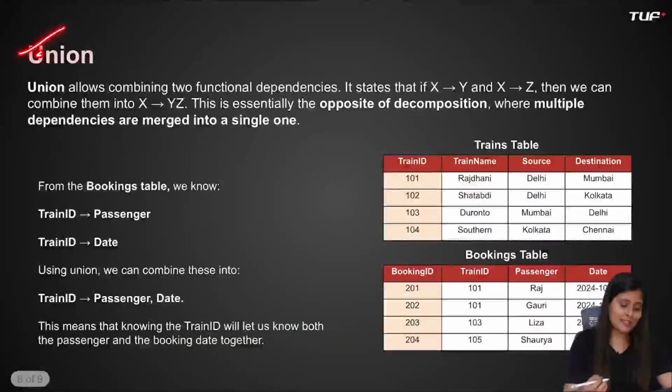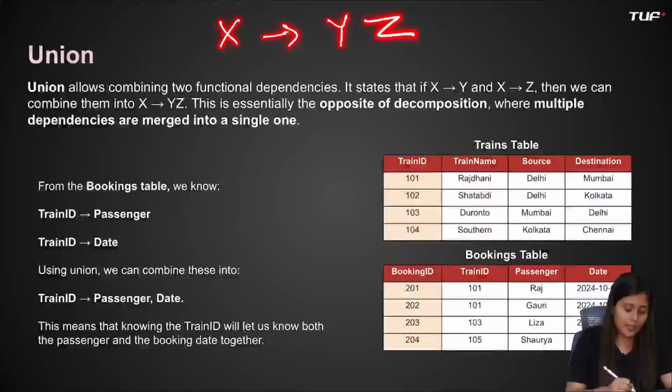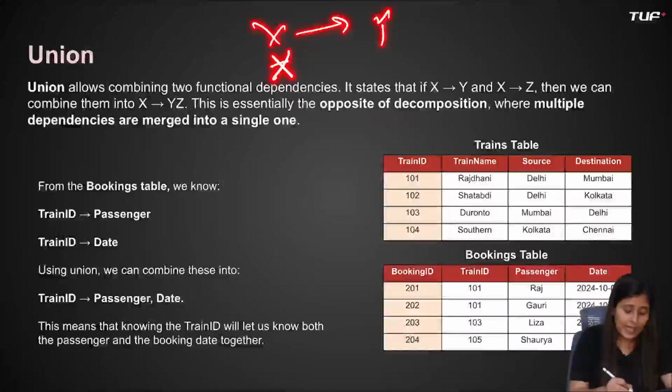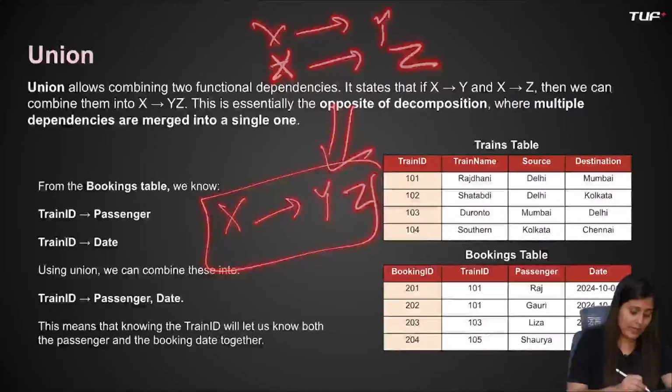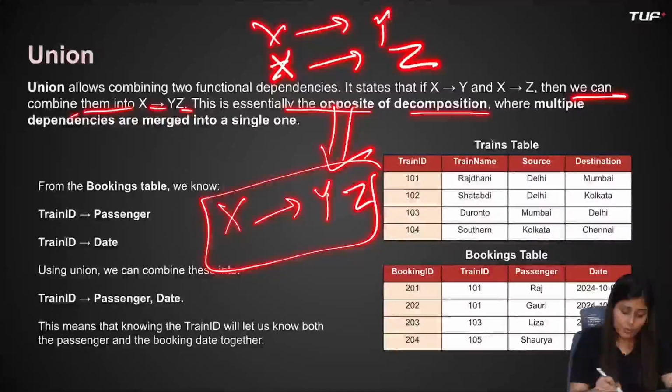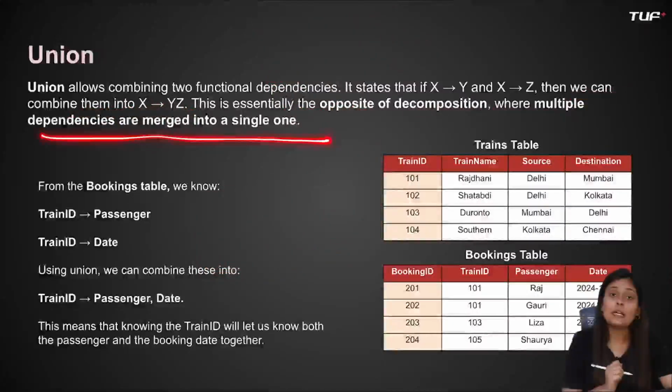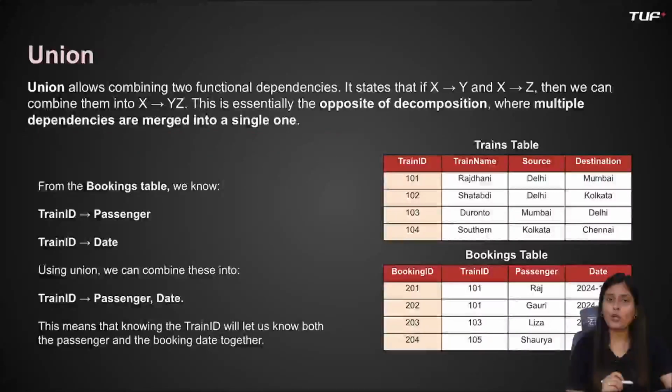Next is union. As the name itself says, union is totally opposite to decomposition, right? Where we were saying that if X determines Y, Z, we were saying X determines Y, X determines Z. This was decomposition. It is totally opposite in union case. If we say X determines Y and X determines Z, we can say X determines Y, Z together. So then we can combine them, where multiple dependencies are merged into a single one. Okay, so depending upon the needs, we go for these inference rules to understand the functional dependencies and the relationship between the attributes more clearly.